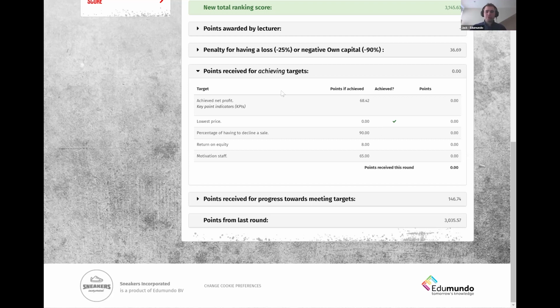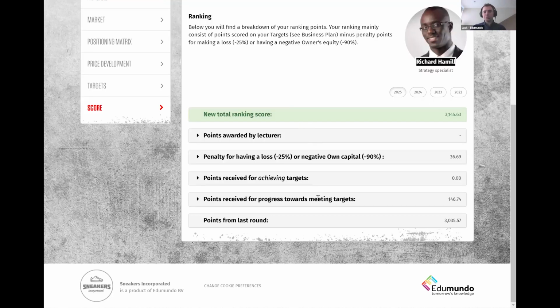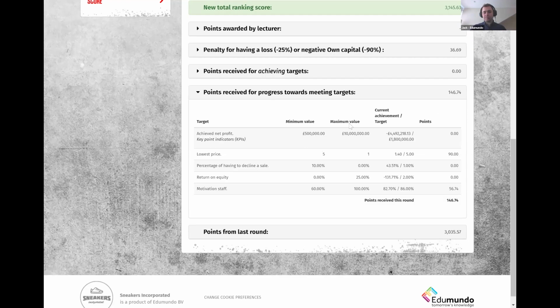But what's probably more useful information, though, is the points received for progress towards meeting targets. This will show your current achievement over the target level that you've selected. And here we can make some adjustments in order to score even more points in the next round. Let's take, for example, the achieve net profit. This could be a target that we want to change in the next round. And I would highly advise that you change and adjust your targets every single round.